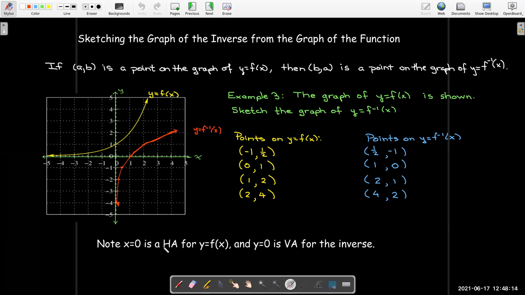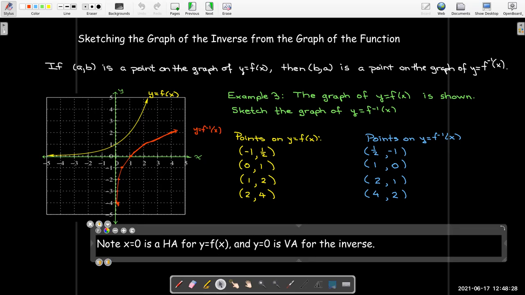I made a mistake here. So this is going to happen sometimes, and I am going to need to correct it, because horizontal asymptotes always have y equals. So y equals 0 is a horizontal asymptote, and x equals 0 is a vertical asymptote for the inverse.